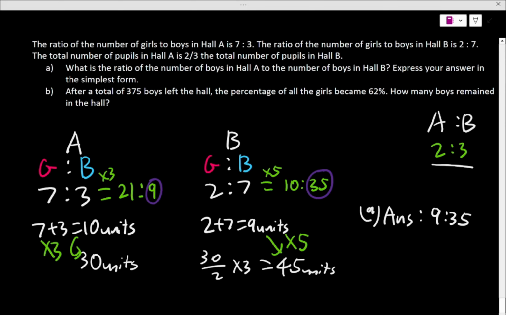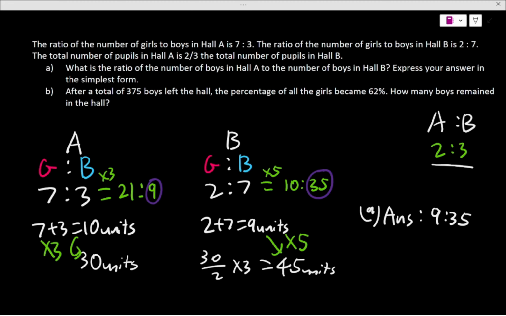Part B says that after a total of 375 boys left the hall, the percentage of all the girls became 62%. How many boys remain in the hall? First things first, notice that the number of girls did not change. No girls left the hall. So the number of girls remains the same. How many girls? Well, we don't know yet.